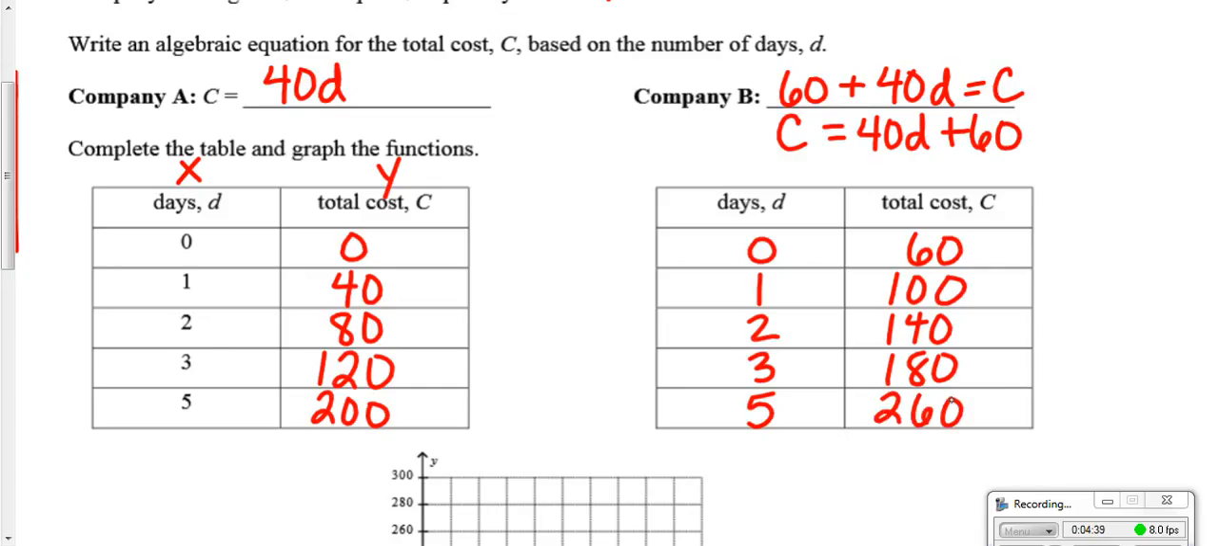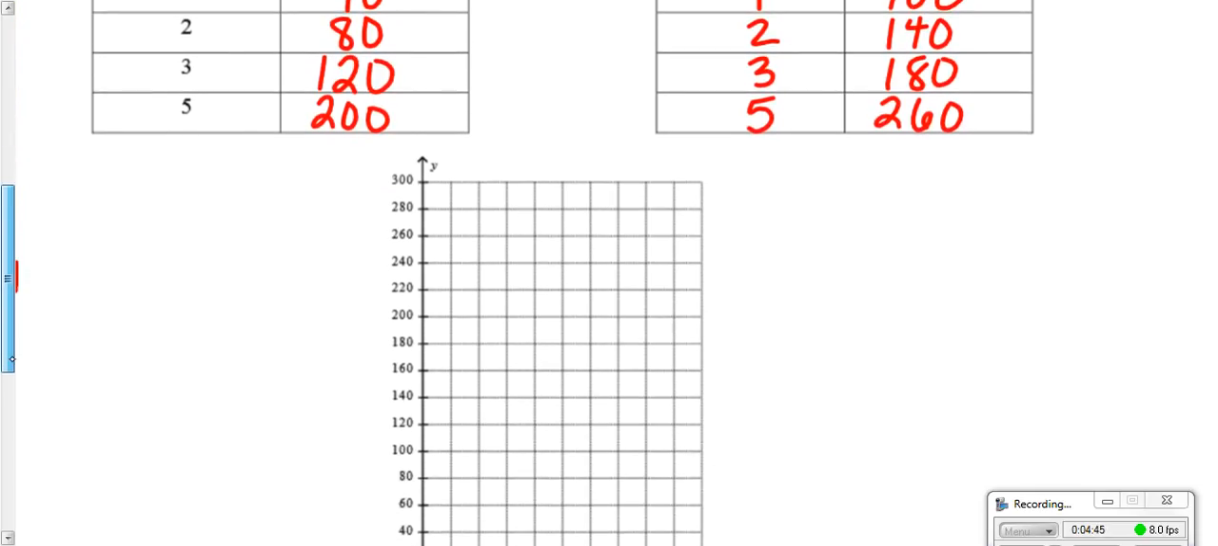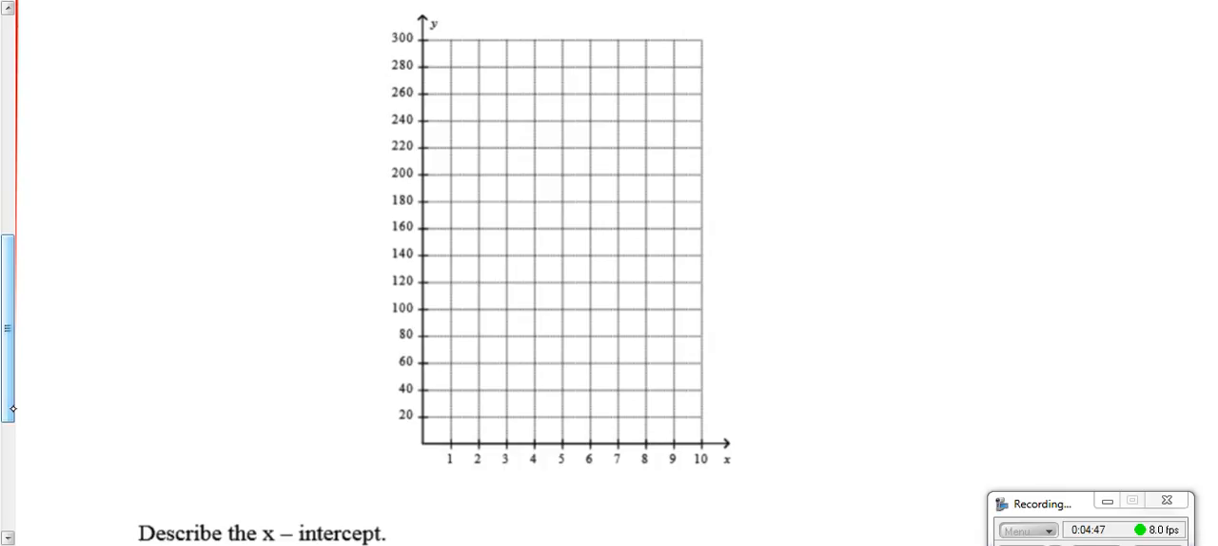Now the next thing that they tell me to do is to create the table and graph the function. So if I scroll down, I'm going to take a look at this table. The first thing that I notice with this table is my intervals are labeled, but my axes are not labeled. So we're going to label these axes. So my x-axis is the number of days.